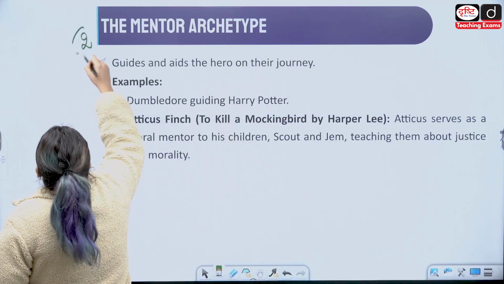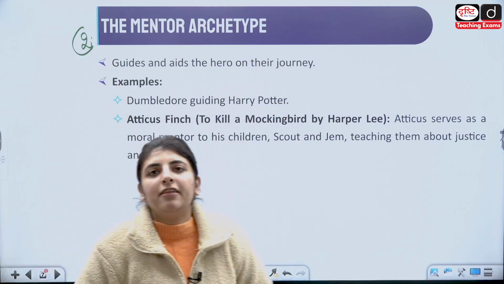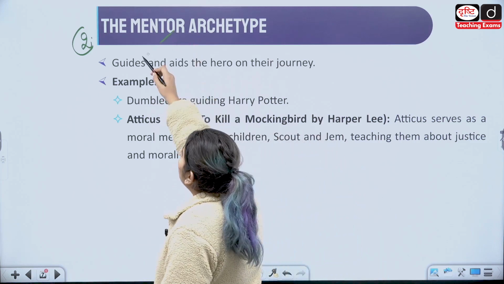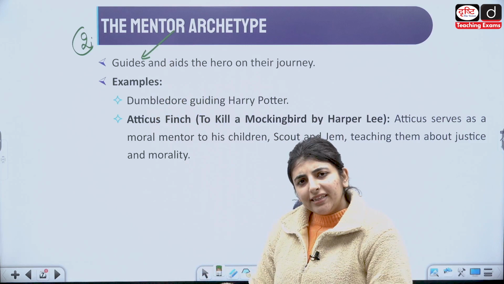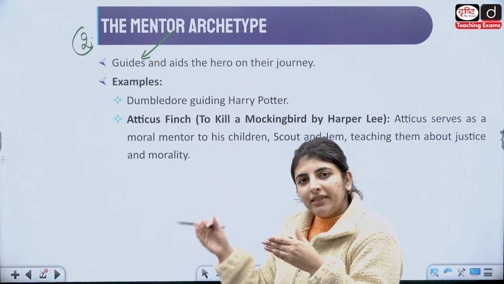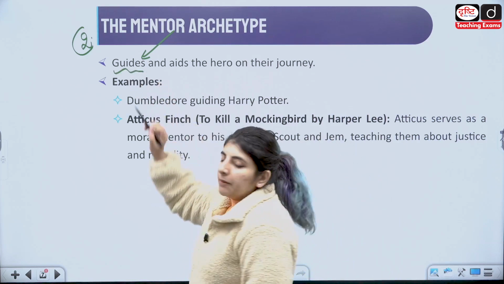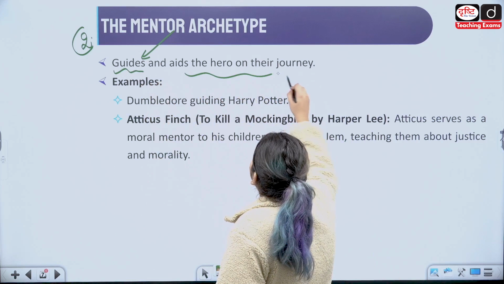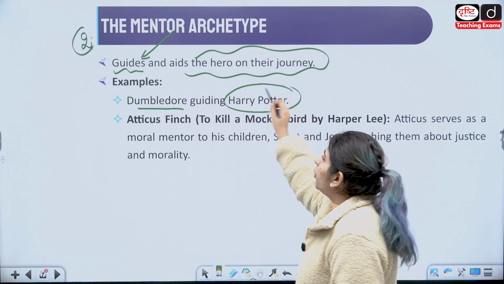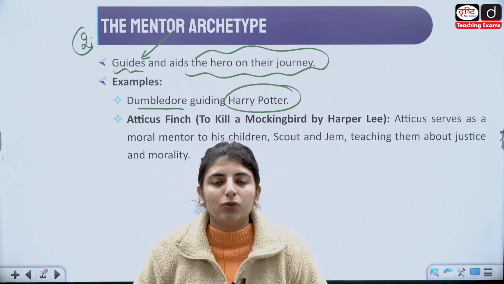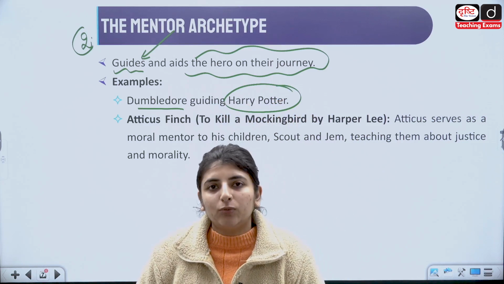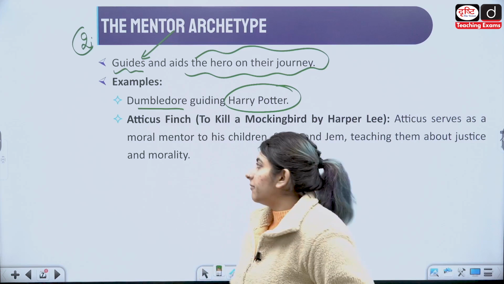Then we have the second one, by the name of the mentor archetype. Now with the mentor archetype, who is a mentor? A mentor is a person who guides us. Same is the case with this archetype, where in any figure in literature we see somebody guiding, right? The person who guides and aids the hero on their journey. Like we see Dumbledore guiding Harry Potter in the Harry Potter series, the way he tries to bring Harry to the right path ahead in his entire journey is what we try to see through the mentor archetype, right?